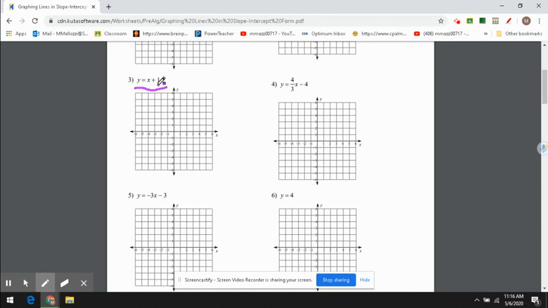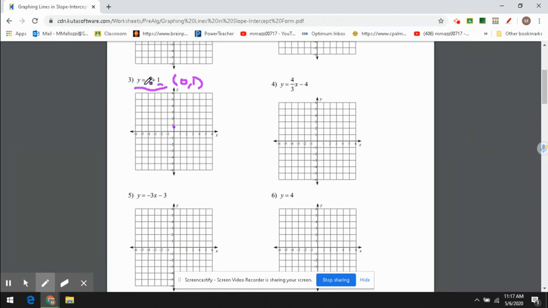This one right here is the y-intercept. That's the initial point that you're going to plot. This is actually the point 0, 1. And you just plot that. So your first point is always going to be on the y-axis. So right there is going to be your point. Okay, so that's your initial point.